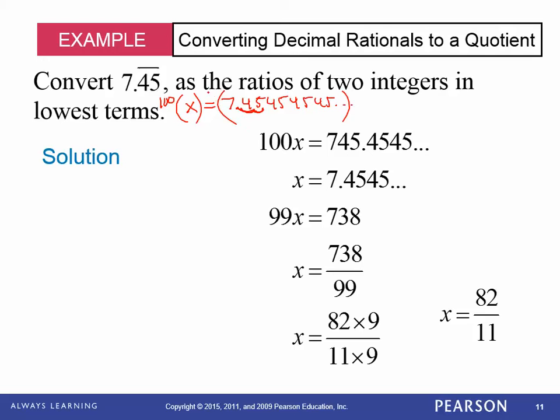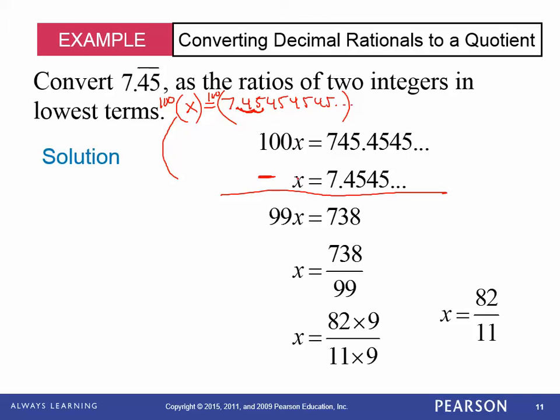If I do that, I get 100 here. So notice that what happens is 100x is equal to 745.45, again 45 repeating. And then we bring this one down over here, and then we subtract the 2. In fact, let me just erase this here, and let me subtract the 2 here.